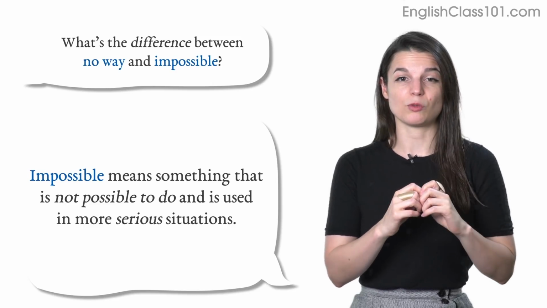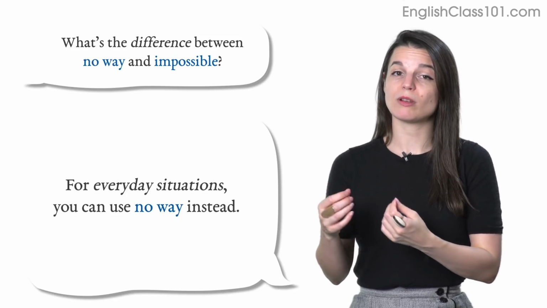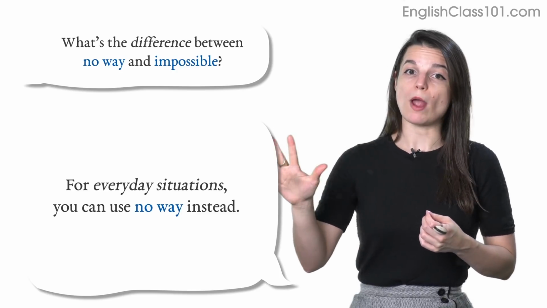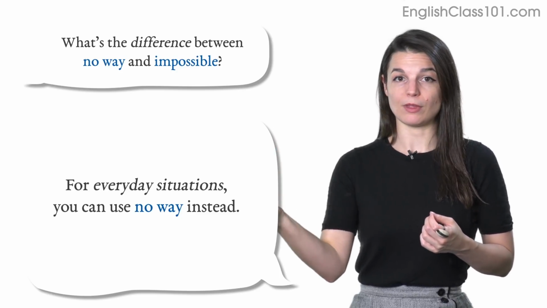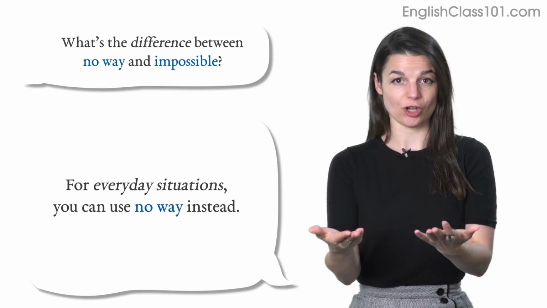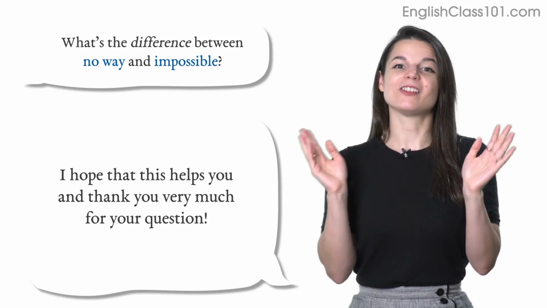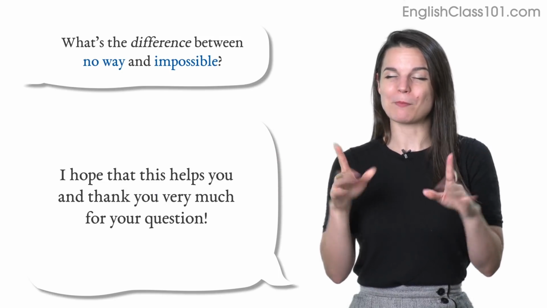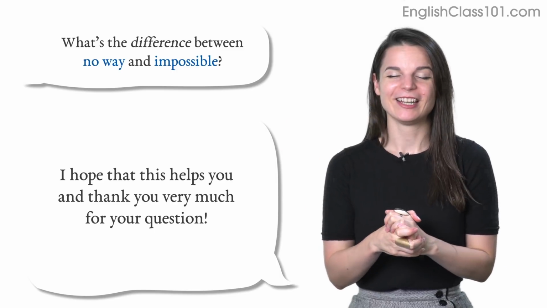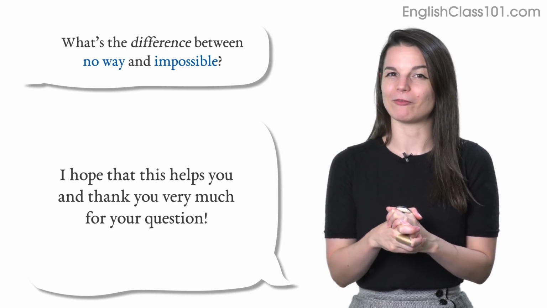So again, impossible means something that is not possible to do, but we tend to use it in more serious situations. So for everyday life situations, you can use no way. There's no way to do something. Or you can use it to express your shock, your disbelief. No way. So I hope that this helps you, and don't use impossible to respond to somebody unless you want to sound kind of surprised and very serious.